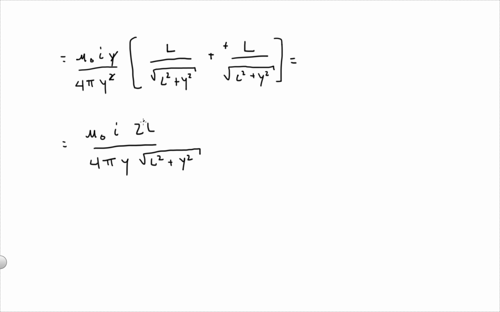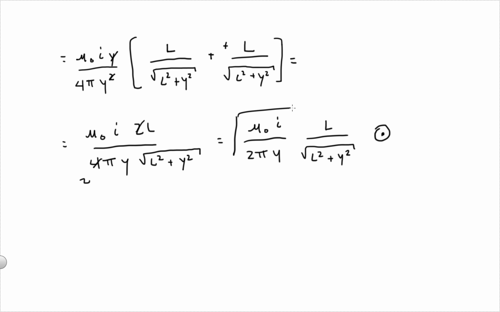And what cancels? Well, we get a 2 canceling out. And that leaves us with mu naught I over 2 pi y, times L over the square root of L squared plus y squared. And from what we talked about before, that is going to be out of the page. So this is our magnetic field.